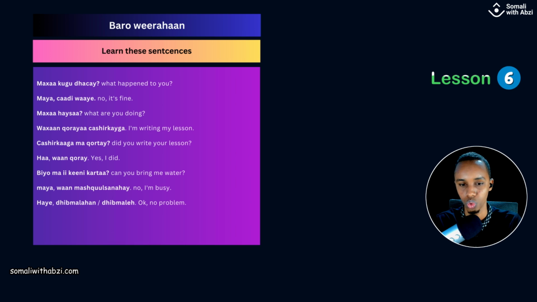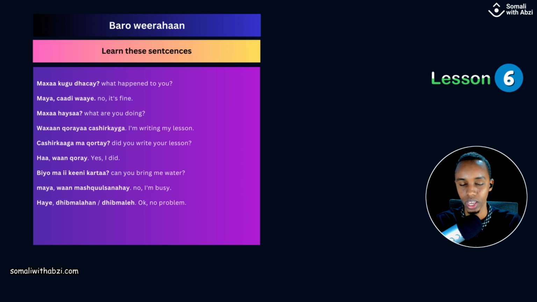For this sentence we said waxaan qorayaa casharkayga. Waxaan is I, instead of aniga, you just use a helping pronoun. Waxaan qorayaa, writing. Cab, drink, cabayaa, drinking. Cun, eat, cunayaa, eating. Okay, and qor, write, qorayaa, writing. Read in Somali is aqri, aqrinayaa, like that. Casharkayga is my lesson.